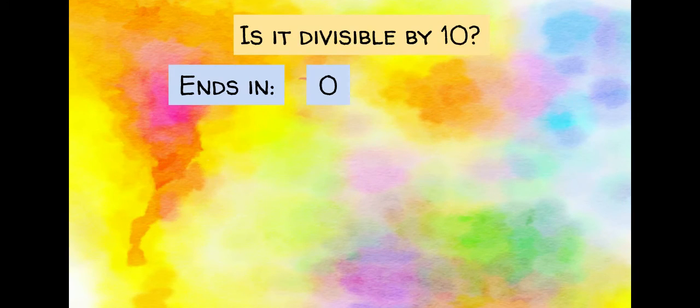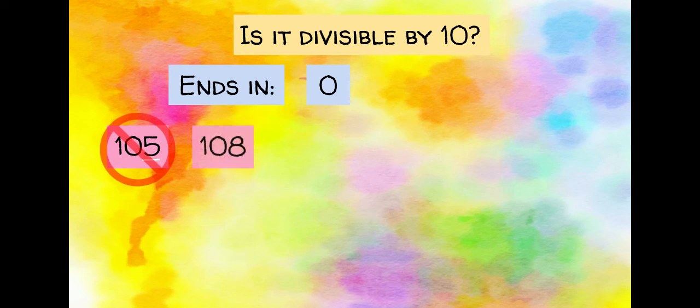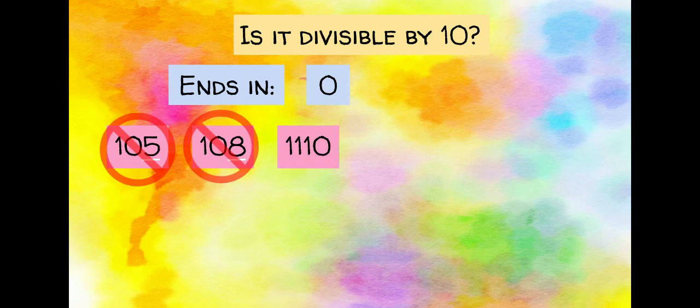Is it divisible by 10? So the trick for the 10s is simply, does it end in 0? So 105 does not end in 0, so it is not divisible by 10. 108 does not end in 0, so it's not divisible by 10. 1,110 ends in a 0, so it's divisible by 10.